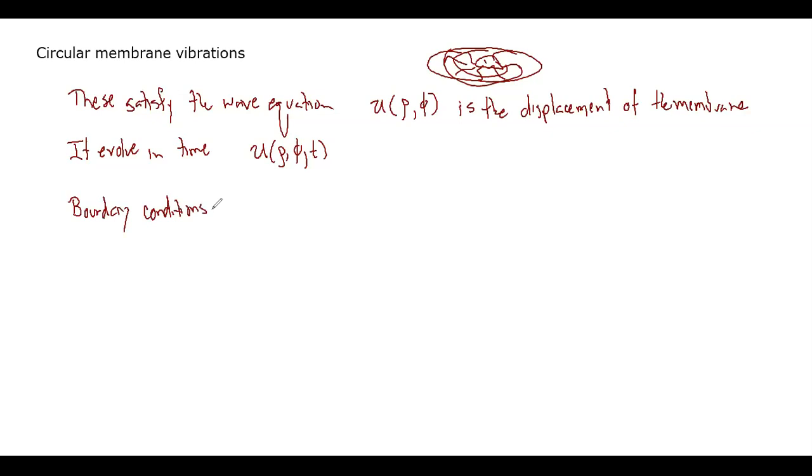As well, which say that we're stuck to the rim. So we'll say that this circular membrane has a radius r. So my boundary conditions would be u of r, phi, and t, for all t, doesn't matter what time we're at, is equal to 0.